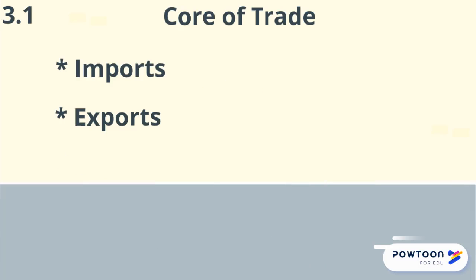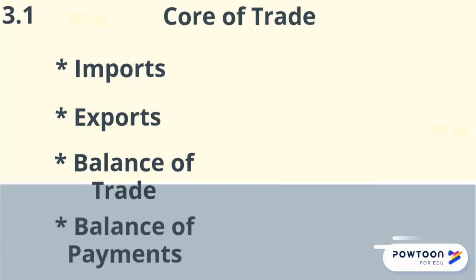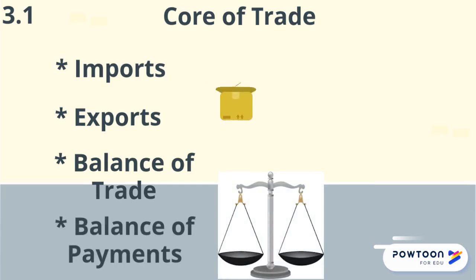The difference between a country's total exports and total imports is called balance of trade. This is important because if a country imports more than it exports, it is in what is called a trade deficit, which is unfavorable. The opposite, a trade surplus, is favorable.